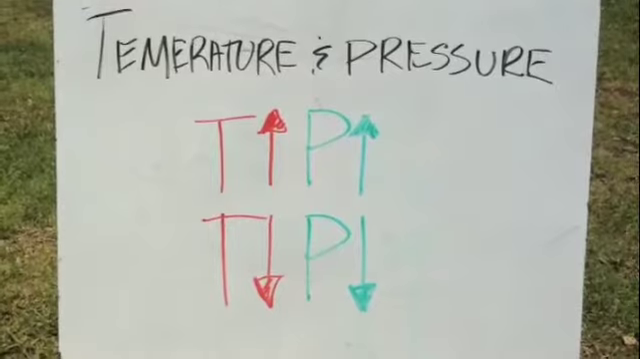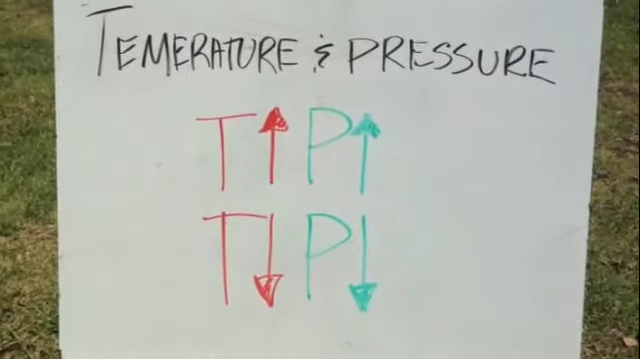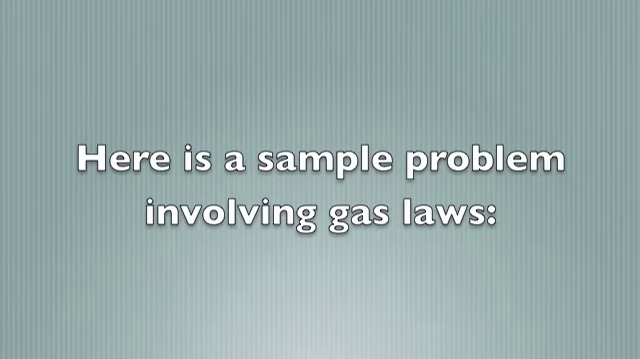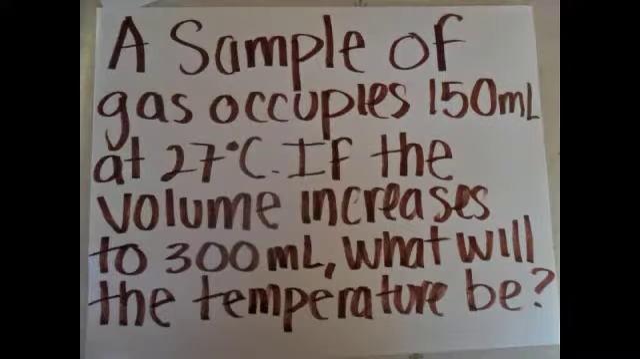If temperature goes up, then pressure goes up. And if temperature goes down, the pressure goes down. A sample of gas occupies 150 milliliters at 27 degrees Celsius. If the volume increases to 300 milliliters, what will the temperature be?